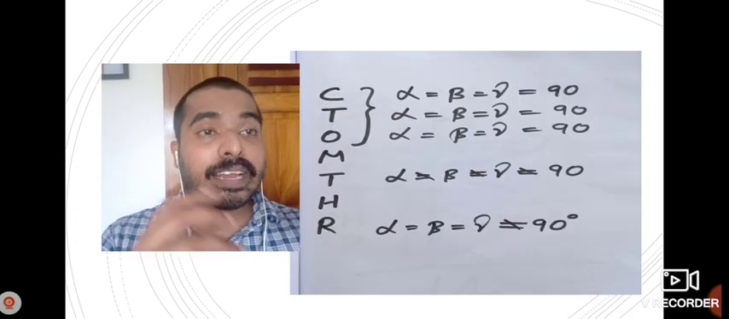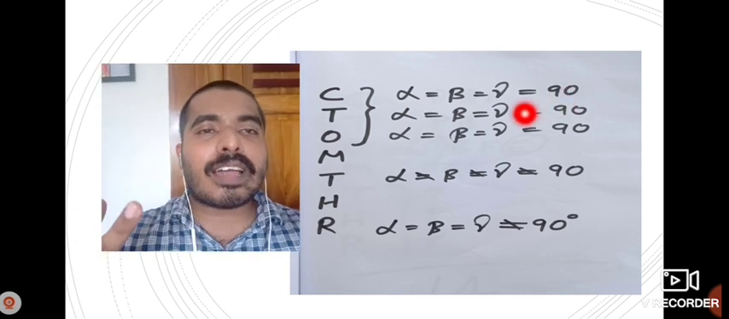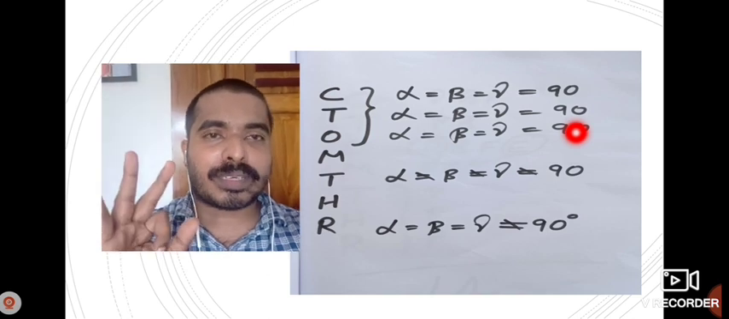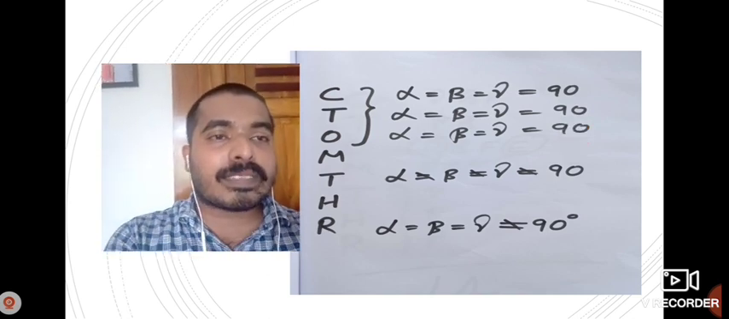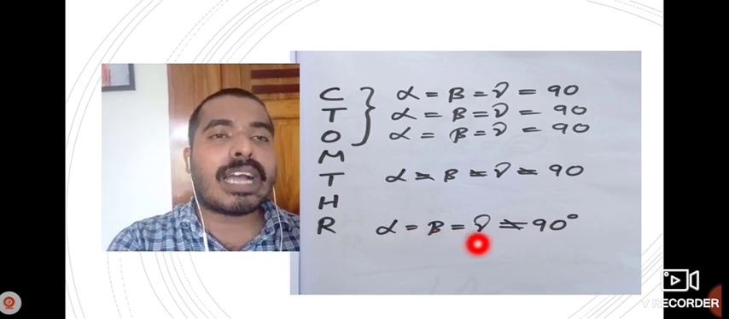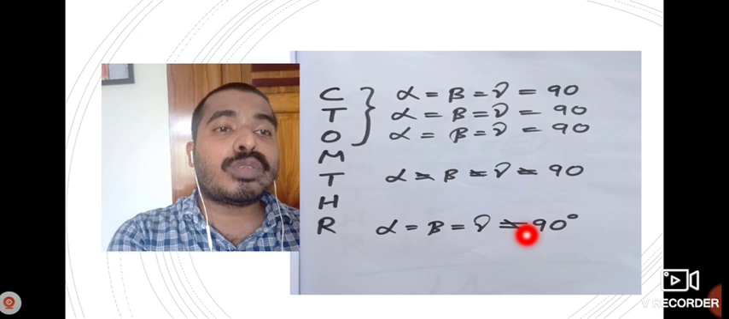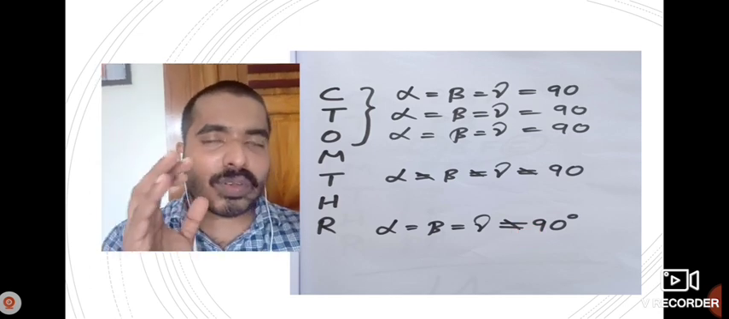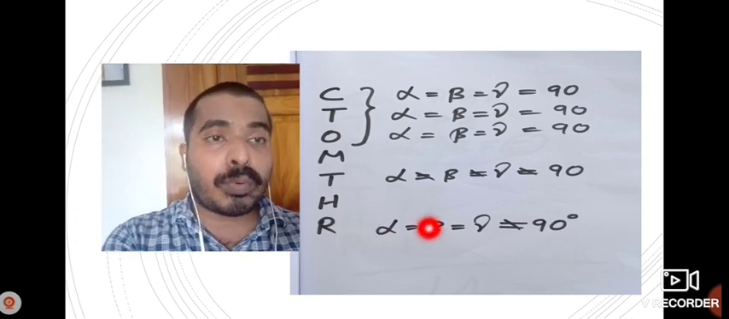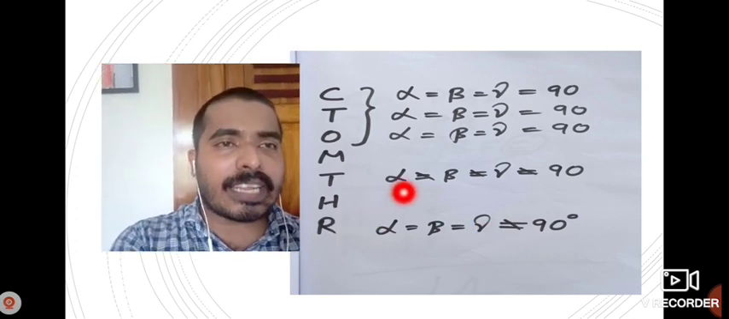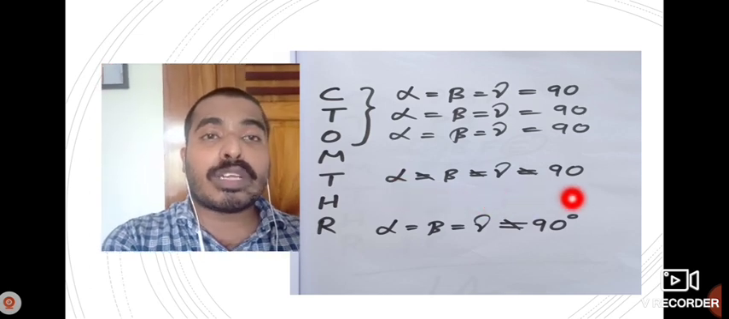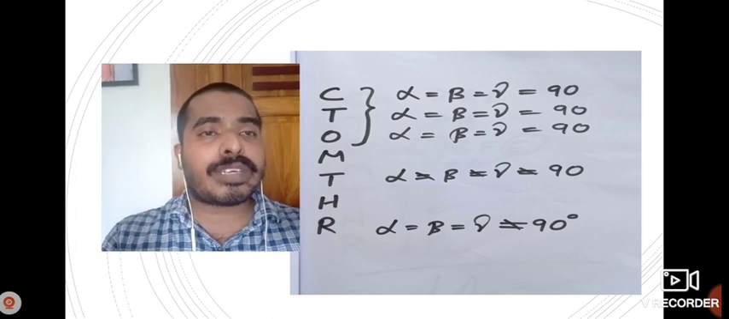Now let's see their angles. First three have perfect angles. Alpha equal to beta equal to gamma equal to 90: cubic, tetragonal, orthorhombic. Then the last one, alpha equal to beta equal to gamma not equal to 90 degrees. Everything is equal but not equal to 90 degrees. That's a specialty of rhombohedral. And for triclinic, alpha not equal to beta not equal to gamma not equal to 90 degrees. Nothing is equal to 90 degrees.